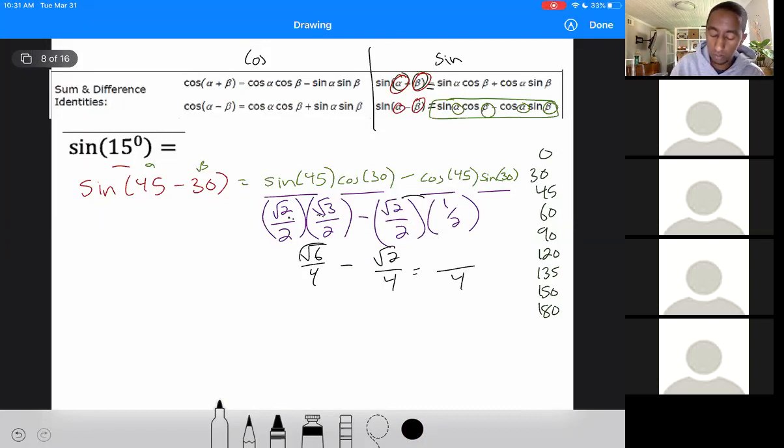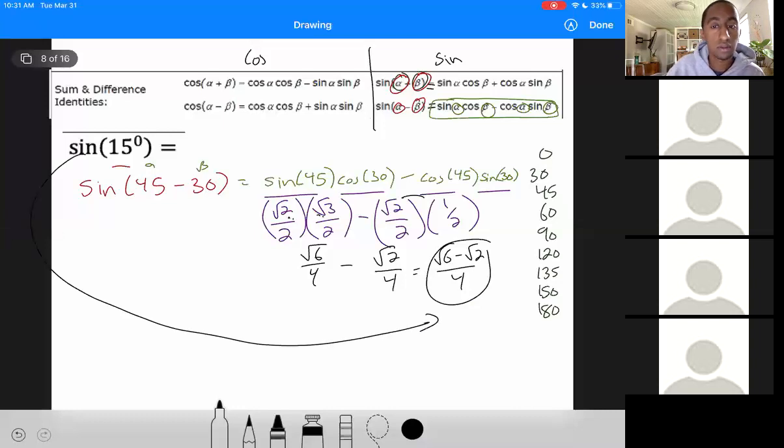We can't subtract this and this. We can't subtract radicals. You can only multiply them or divide them. So we can't subtract them if they don't have the same radical. So they're just going to go next to each other. So sine of 15 equals that. That would be how you could find it without a calculator. How you could express it as a radical in its most perfect form without rounding the decimal, okay?